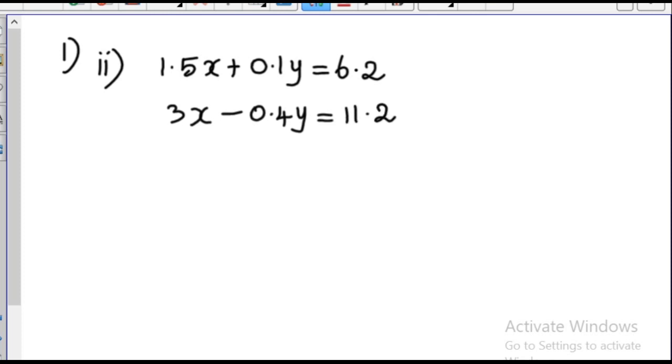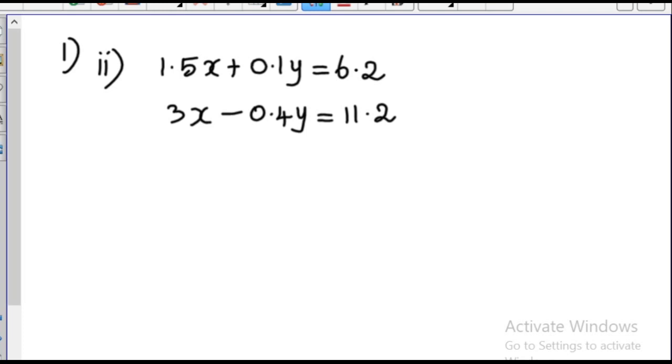In the previous problem, the coefficients of x and y were whole numbers, so directly we can solve by substitution method. But in this problem, we have decimal numbers. So if you do it like this, it is very difficult. So what we have to do? We should change them into whole numbers. Here all the decimal numbers must be one decimal number.